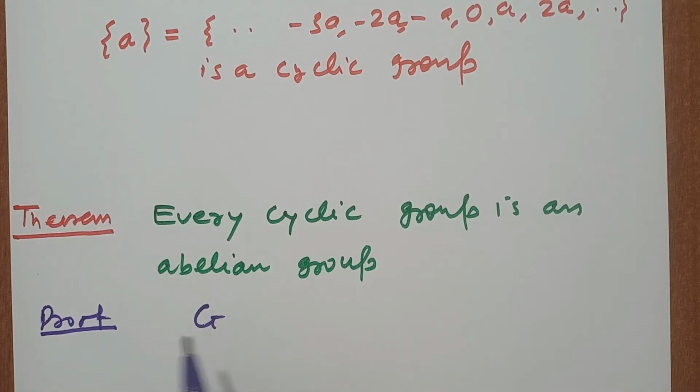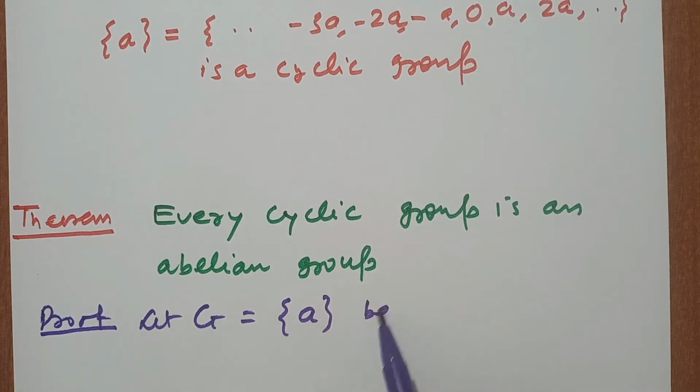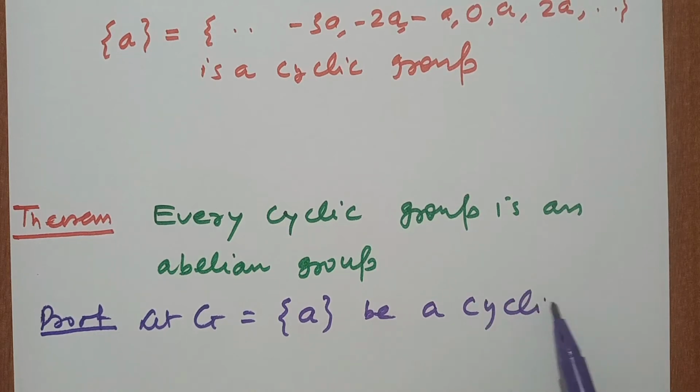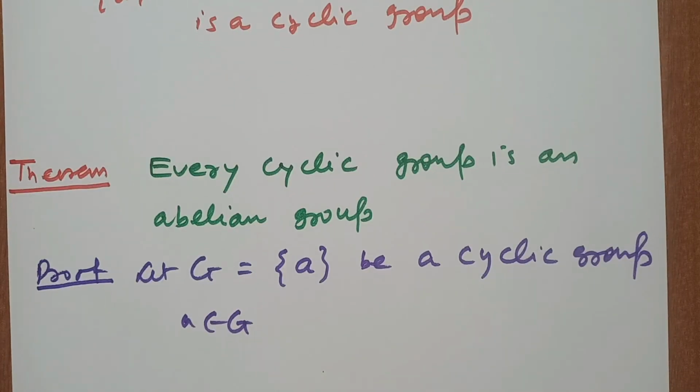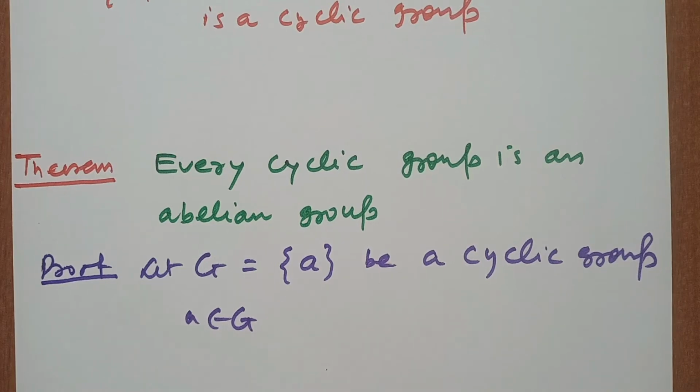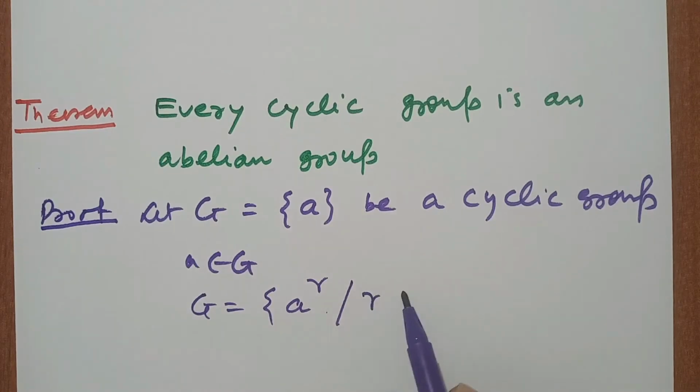Let G equal ⟨a⟩ be a cyclic group, where a belongs to G. It means if G is cyclic, each element of G can be written as some integer power of a. This can also be written as G equals a^r such that r belongs to I. So this is cyclic.